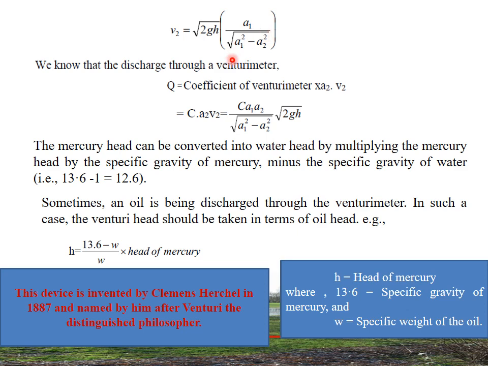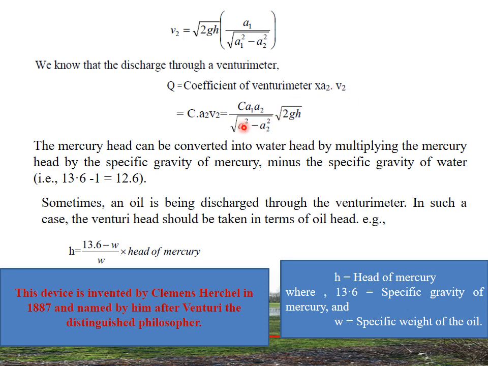This is the theoretical velocity. So we know the discharge through the venturi meter, because here we assume that there is no loss of energy. What is meant by actual discharge? The actual discharge Q equal to coefficient of venturi meter into A2 V2.